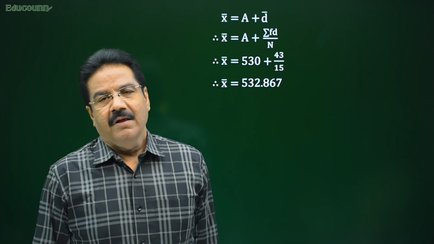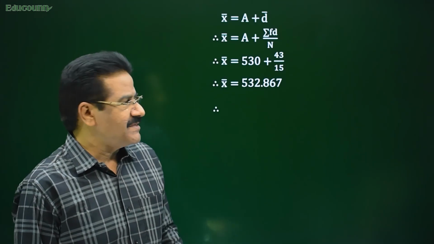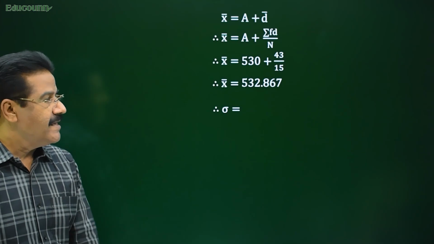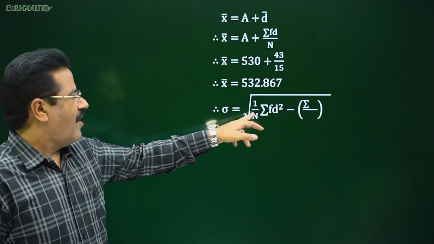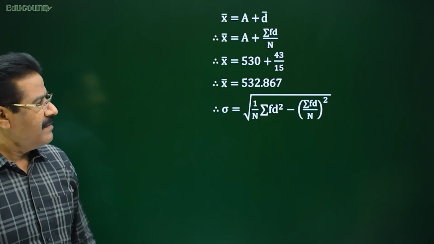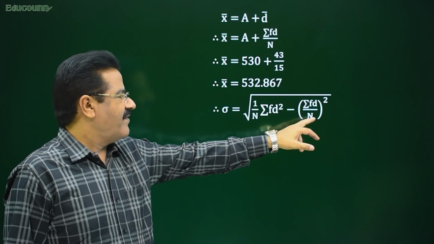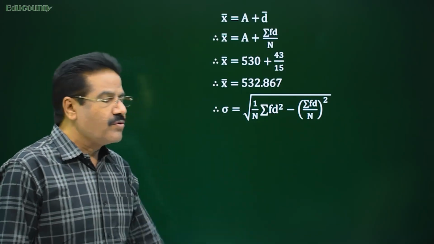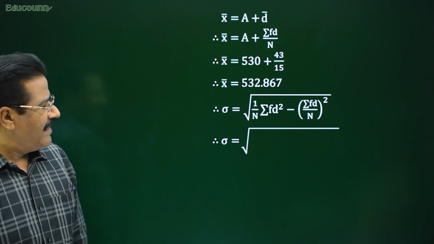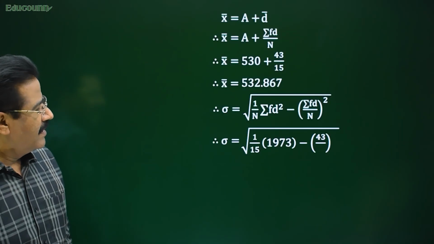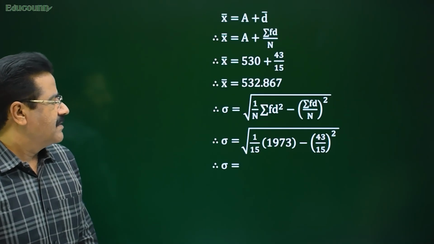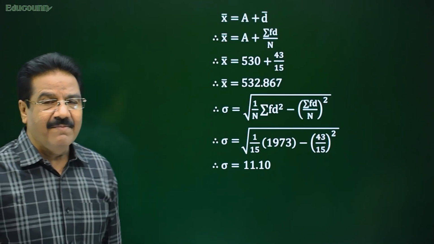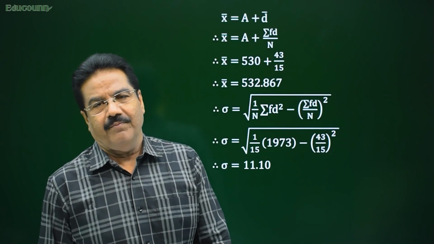We get the final answer of X bar as 532.867. Let us now write the formula of standard deviation in terms of D: the root of summation of FD square into 1 upon N minus summation of FD upon N, whole square. Put all the values from the earlier table and calculate this properly. We get sigma as 11.10.